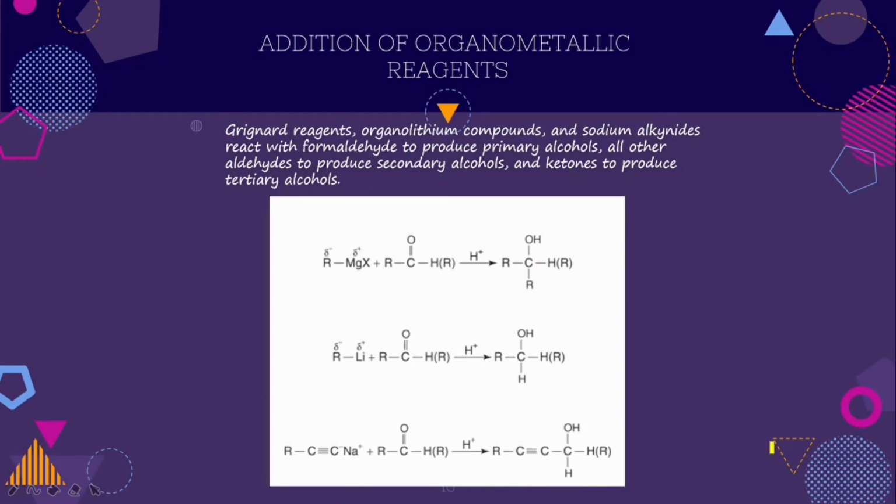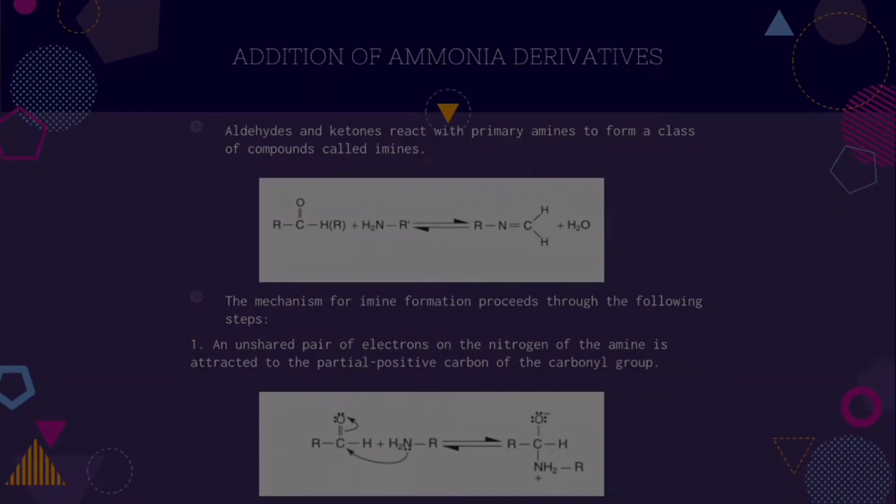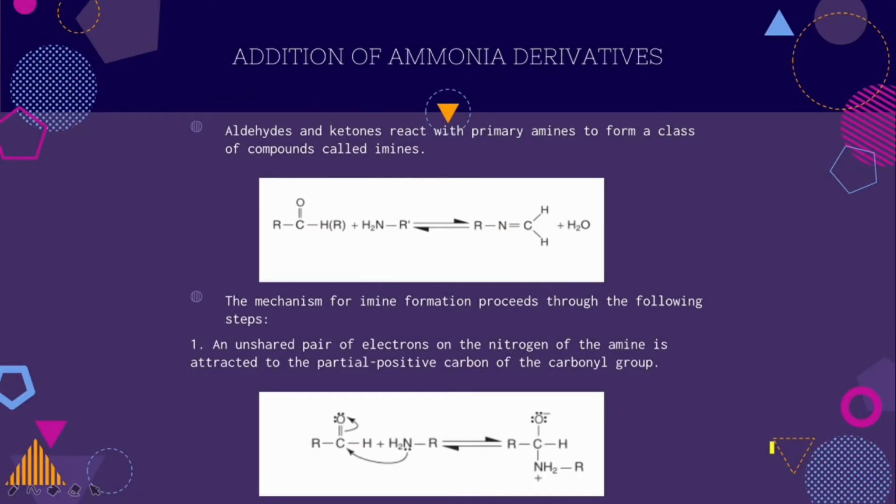Addition of organometallic reagents. Grignard reagents, organolithium compounds, and sodium alkynides react with formaldehyde to produce primary alcohols, all other aldehydes to produce secondary alcohols, and ketones to produce tertiary alcohols. Addition of ammonia derivatives. Aldehydes and ketones react with primary amines to form a class of compounds called imines.